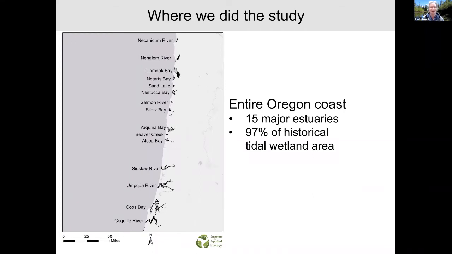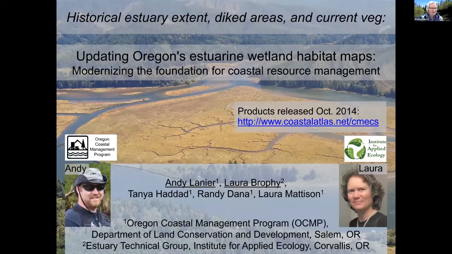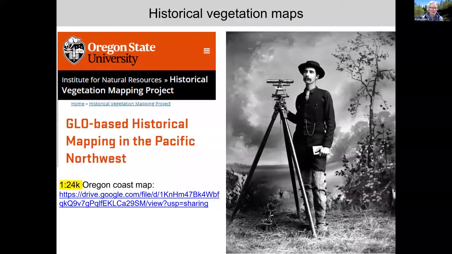We overlaid 4 maps to answer this question of where the swamps were then and where they are now. Those 4 maps were the historical extent of the estuary, historical vegetation, current vegetation, and diked areas, 3 of which came from this same OCMP project. The historical vegetation, though, came from these historical maps that are found at INR, the Institute for Natural Resources.